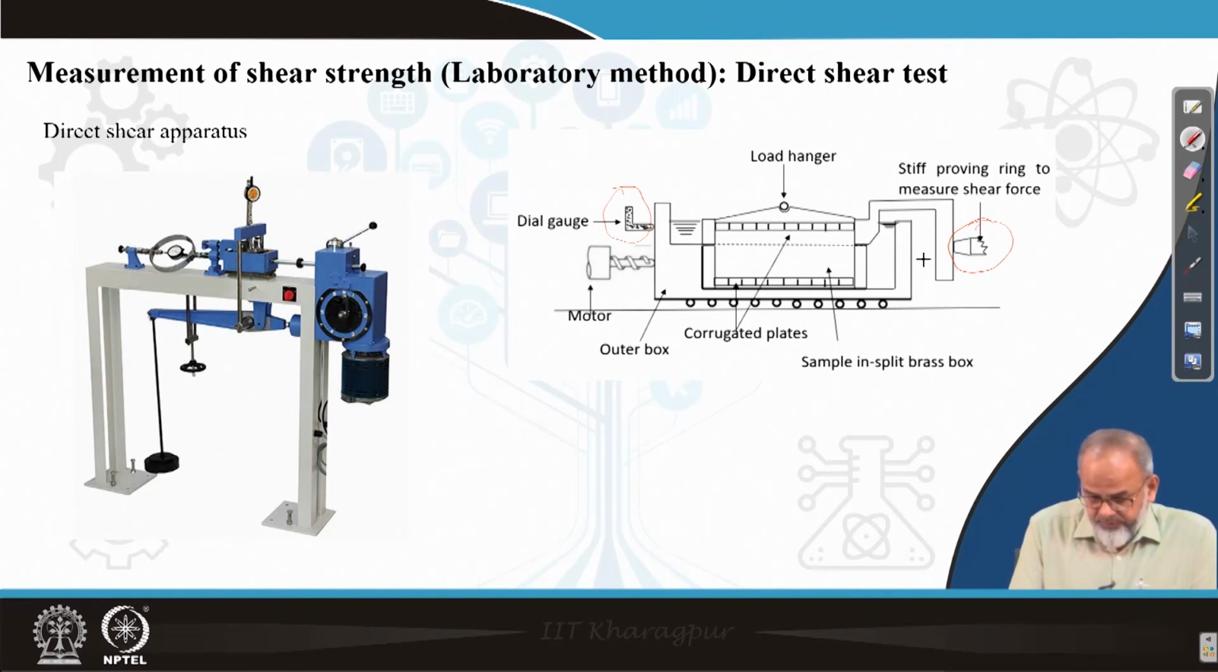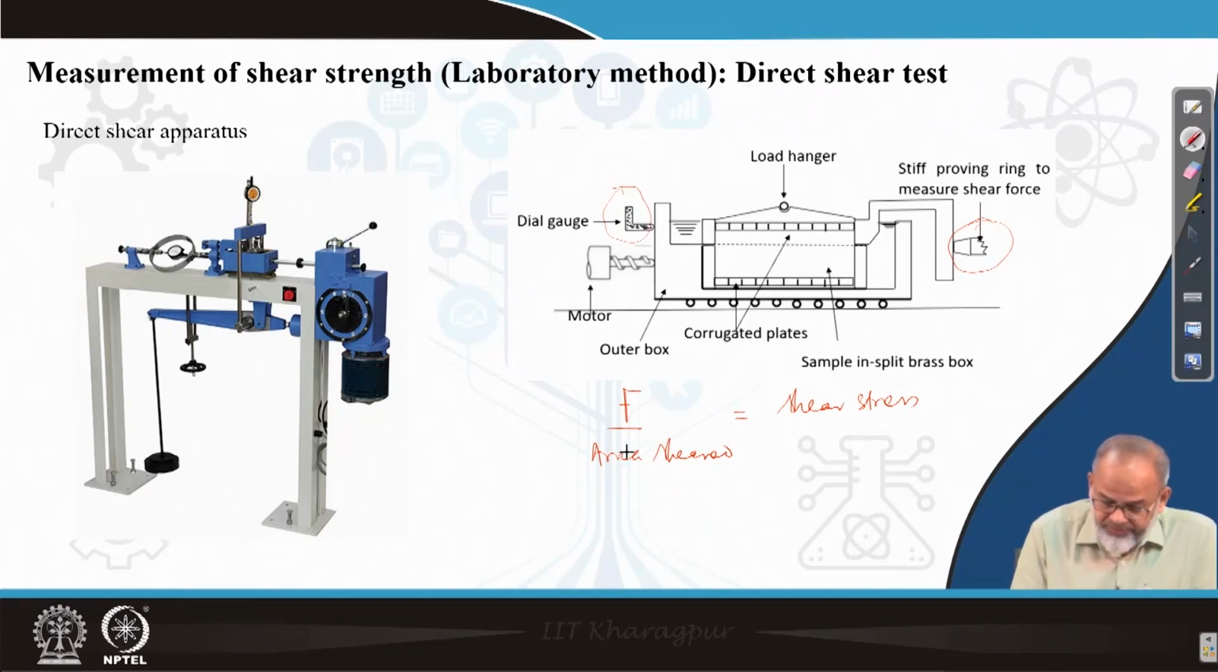Now we apply a constant strain, and what we measure is the tangential force. The tangential force, if you denote it by F, divided by the area which is sheared, will give you shear stress. Now we have to find out what is the area which is sheared. The shearing takes place gradually at a constant rate. Here the shearing is taking place along this dotted line.